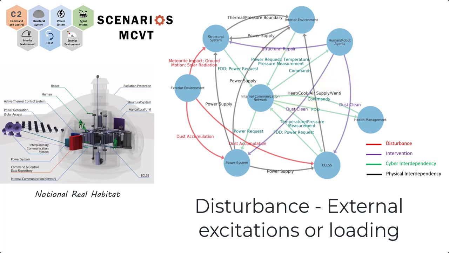And finally, disturbance. It includes all the external excitations and loading conditions from outside the extraterrestrial habitat. These interactions are physical outputs from the exterior environment to the rest of the habitat systems.